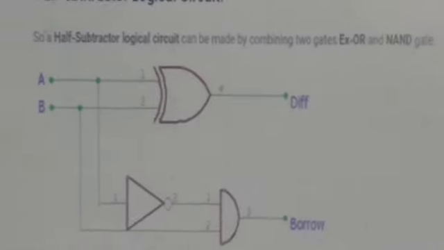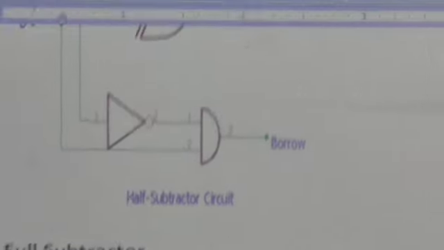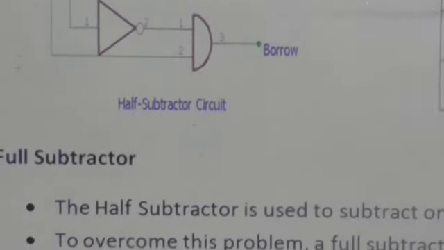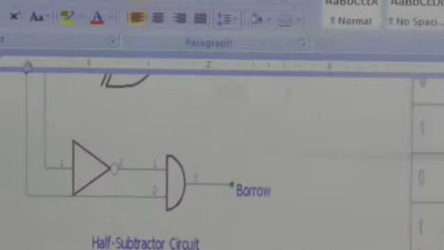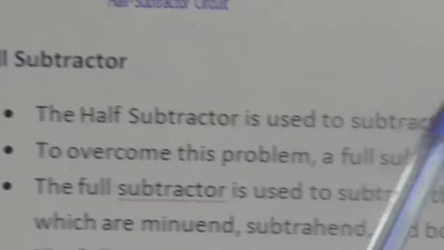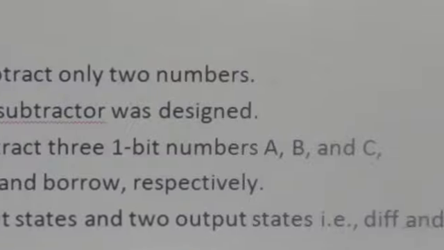There are some drawbacks related to the half subtractor. The drawback is that it can only subtract two numbers. So how do we overcome this drawback? For that purpose, we should use the full subtractor. The half subtractor is used to subtract only two numbers; that's why, to overcome this problem, a full subtractor was designed.